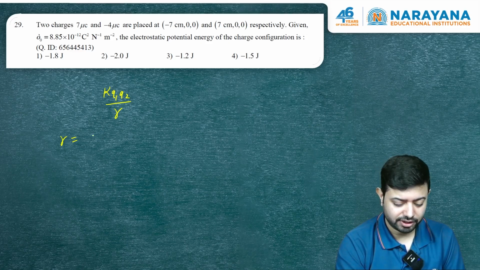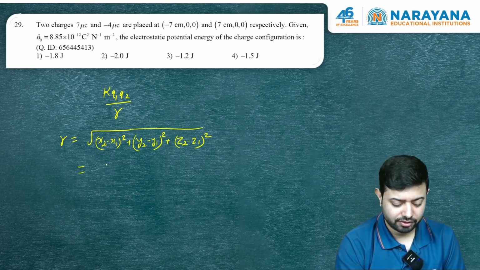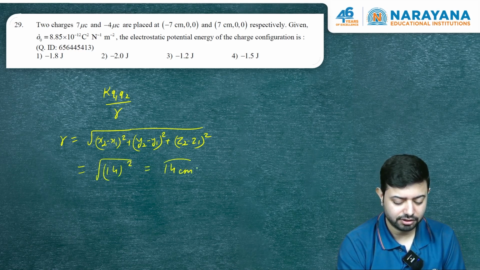That is nothing but root over x2 minus x1 whole square plus y2 minus y1 whole square plus z2 minus z1 whole square. How much is x2 minus x1? 7 minus minus 7 will be 14, 14 whole square, then the rest is 0. So, it is nothing but 14 centimeter.